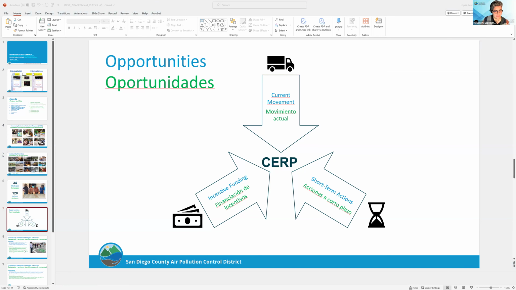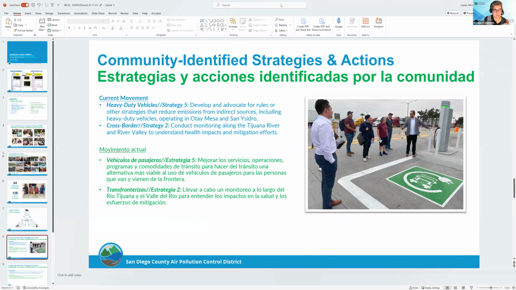So I'm going to start with what's currently moving. What I mean by that is that in some way, there are already conversations taking place regarding this particular SERP strategy. And there's an opportunity for the International Border Community Steering Committee to plug in and play an active and important role in helping shape the direction that these conversations are going in.